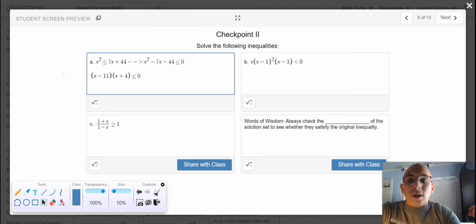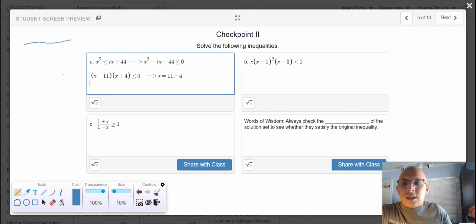And quite typically, if this were an equation, we would say that x is equivalent to 11 and negative 4. And we're more or less doing the same. However, as was stated 2 or 3 slides ago, inequalities are going to create intervals.